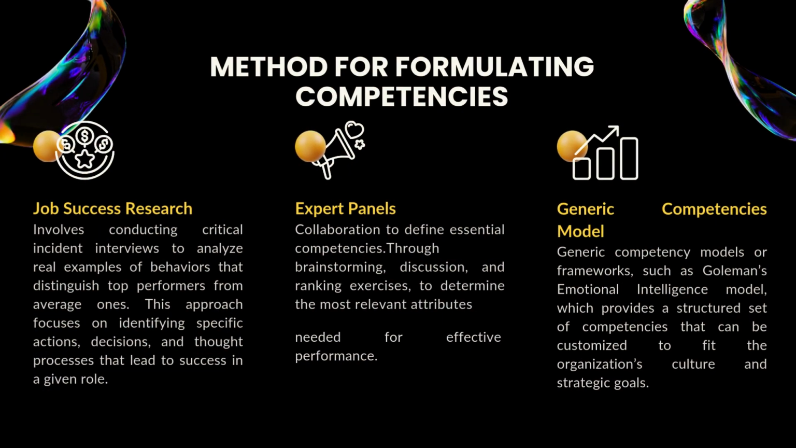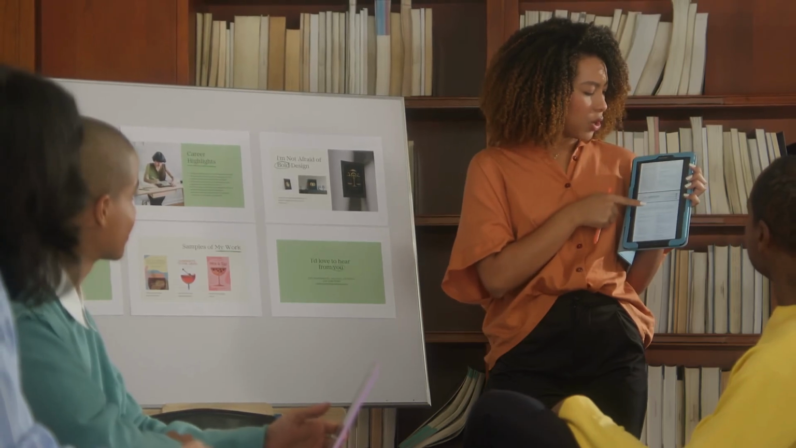Methods for formulating competencies. There are 3 major approaches for formulating the competencies. First, job success research. It involves conducting critical incident interviews to analyze real examples of behaviors that distinguish top performers from average ones. This approach focuses on identifying specific actions, decisions, and thought processes that lead to success in a given role. Second, expert panels.